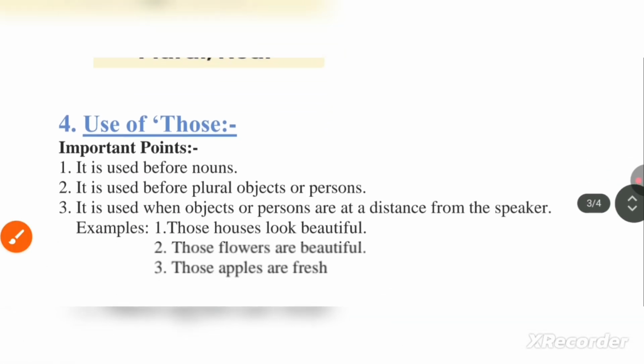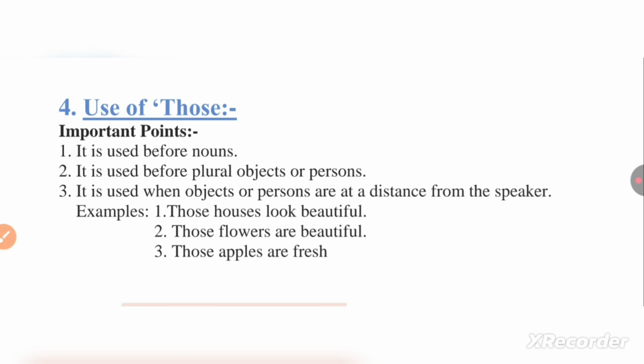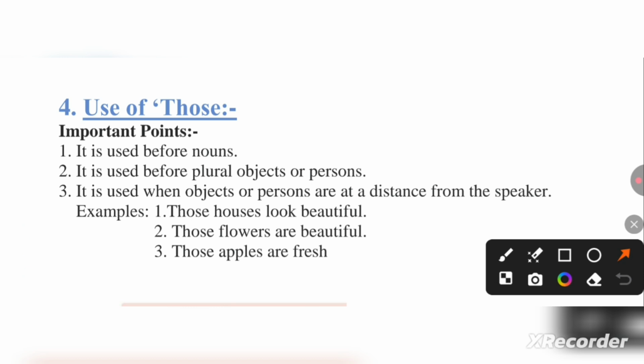Now, next determiner is the use of those. Again, these are some of the important points. It is used before nouns. It is used before plural objects. It is used when objects or persons are at a distance from the speaker. For example, those houses look beautiful. Those flowers are beautiful. Those apples are fresh.